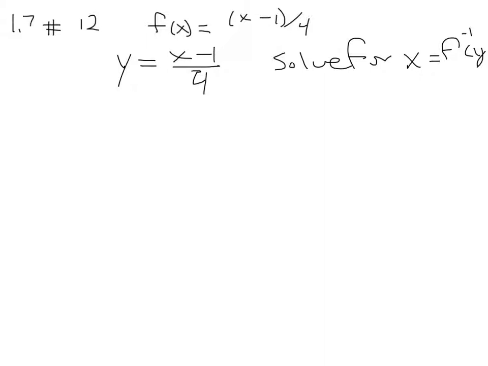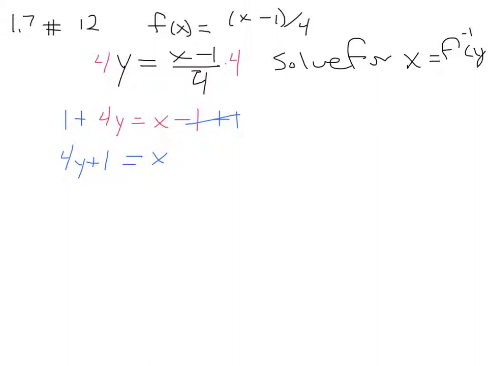Okay, so we have this division by 4 and this subtraction by 1. So if I clear out that 4 first, I multiply both sides by 4, leaving 4y is equal to x minus 1. And then if I add 1 to both sides, this cancels out there, leading us to x is equal to 4y plus 1.